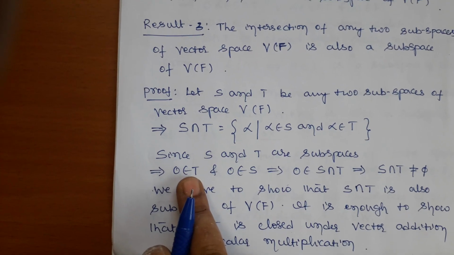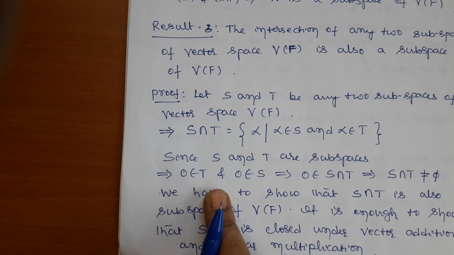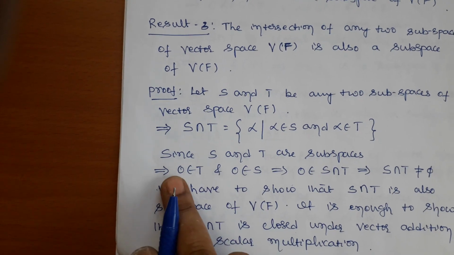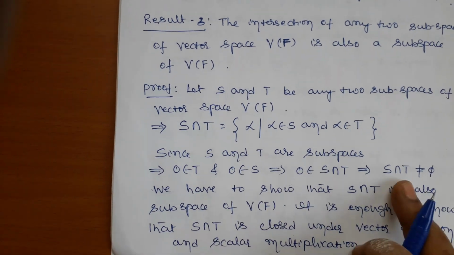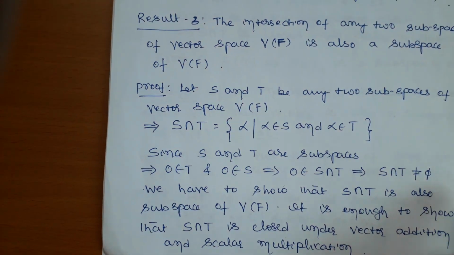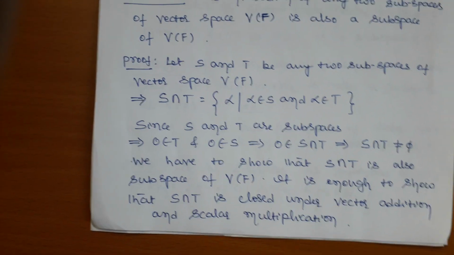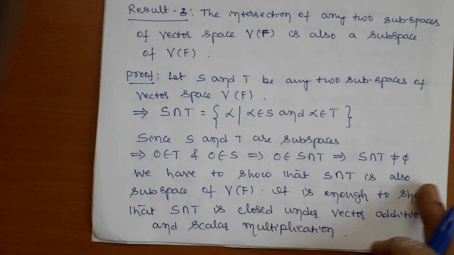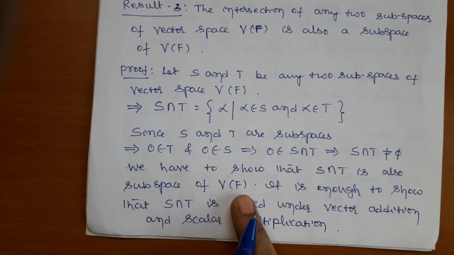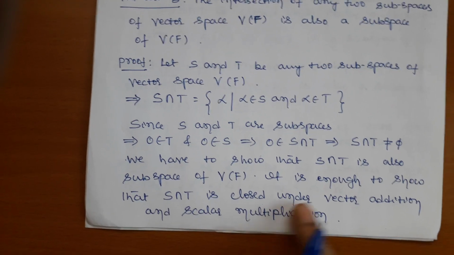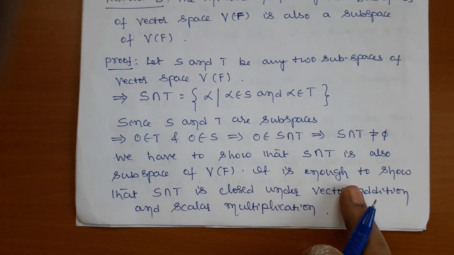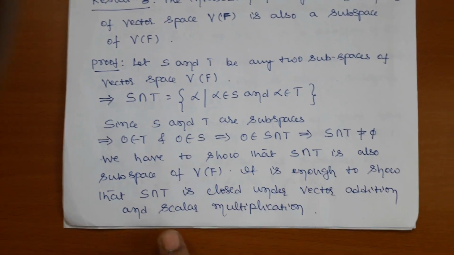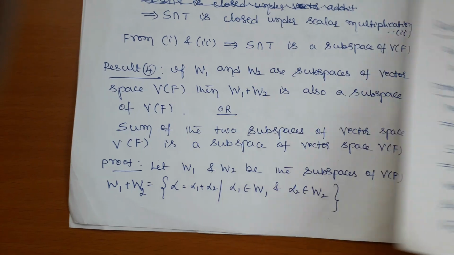Say the identity vector, the 0 vector, belongs to T, and the same vector belongs to S. Therefore, this 0 vector is in S intersection T. Then we say that S intersection T is non-empty. Then we have to show that S intersection T is a subspace of the vector space over a field F. It is enough to show that S intersection T is closed under vector addition and also scalar multiplication.